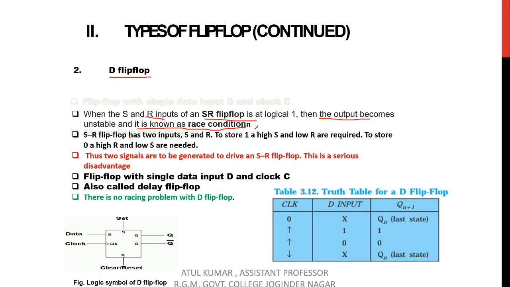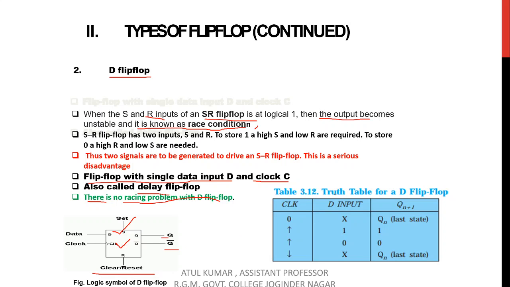In the case of the D flip-flop, there is no race condition, and D stands for delay flip-flop. The D flip-flop has a single data input, D, and a clock, CLK. As we have seen in the logic symbol of the D flip-flop, the outputs are Q and Q bar.